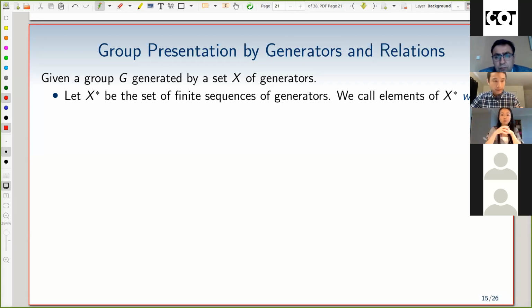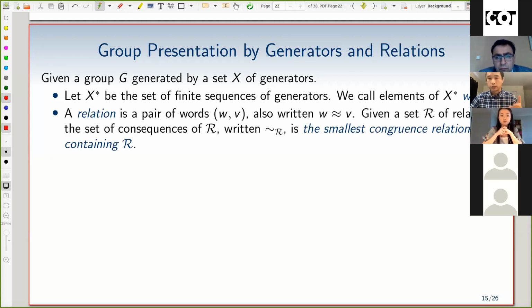So we have a word, and so we can define a relation on words. A relation is just a pair of words, and we also write the relation as W approx V. To give a set of relations, we may have many relations, maybe finite, maybe infinite, on the words, and we can form the set of all the consequences. By that I mean this sim R means the smallest congruence relation containing R. It's the smallest equivalence relation, so it satisfies reflexivity, symmetry, and transitivity, and also the congruence rule.